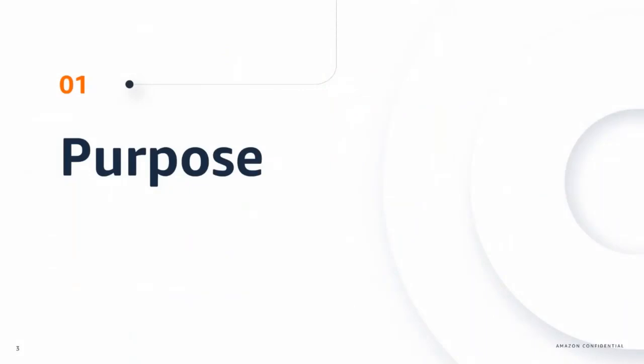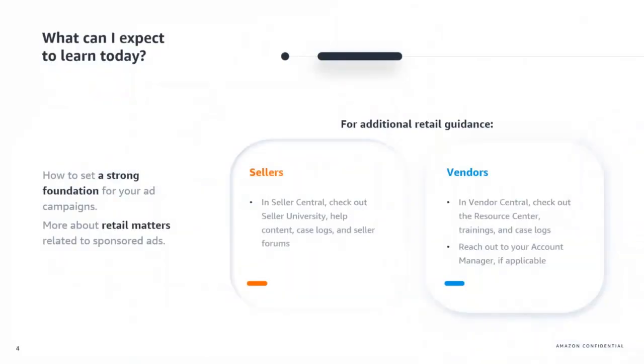So with that, let's get right into our topic today. Just like the title says, the purpose of this webinar is to help set a strong foundation for your ad campaigns. That foundation includes a couple of things: understanding retail topics, meeting eligibility requirements, and also making sure that the products that you choose to advertise have engaging detail pages. Today, we'll be covering Amazon retail aspects related to sponsored ads.